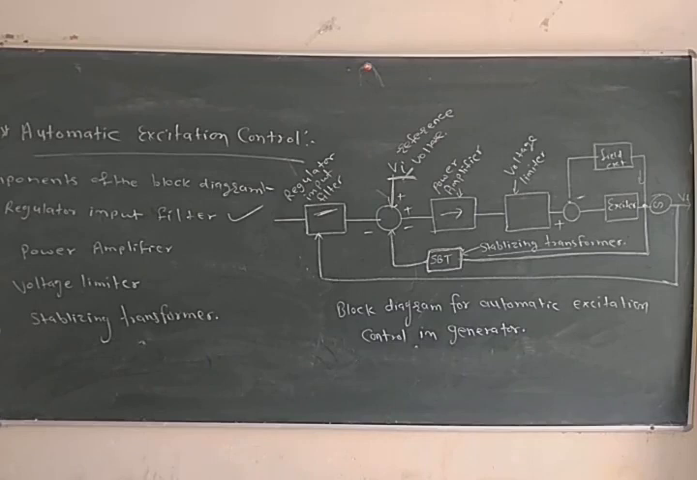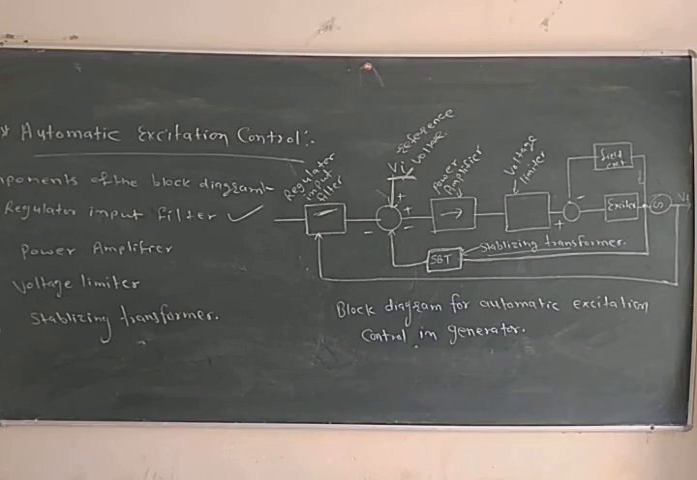Next component, power amplifier. The response of the power amplifier is characterized by the gain Ka and time constant Ta, which may be around 0.2 seconds. Voltage limiter: to ensure that the alternator does not lose synchronism with the system, it is necessary to limit the amplifier voltage. And exciter: for a DC exciter, the response is characterized by gain Ke.